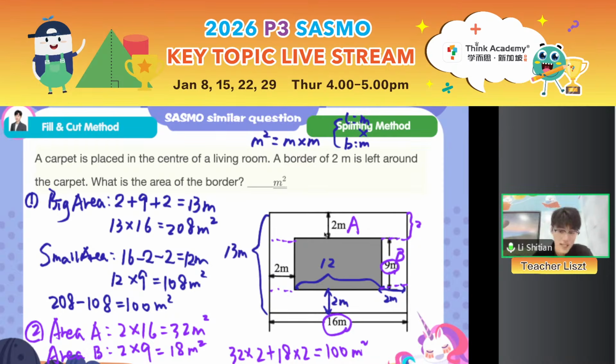Okay. So for this kind of question, we can use the method called fill and cut. We can also use the splitting method, right? So if you see this kind of question in your Sasmo, you can choose your favorite method first and try if it works or not. If your method works, then everything is perfect, right? But if your favorite method is not working, you need to turn to the next method, right? Because we can use two methods. We have two weapons to solve it, right? So, okay, the answer for this question is 100.